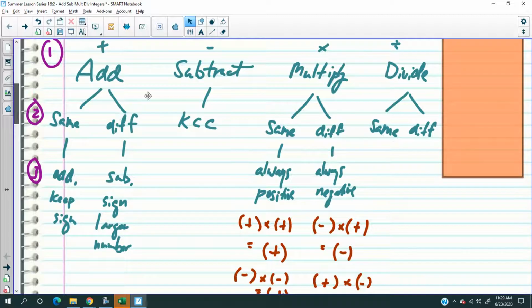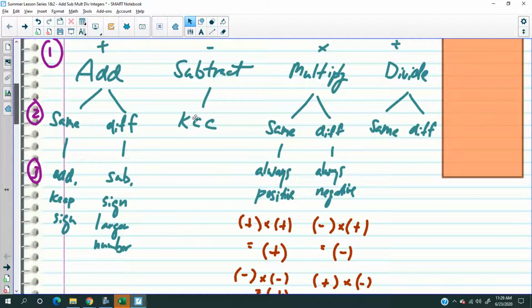Now you have to think and analyze the signs. For all of these, you have to know whether the signs are the same or different, because that tells you what rule to use on level 3. So again, if you add the same signs, what do you do? You add them and keep the sign. If you add with different signs, what do you do? You subtract, and you keep the sign of the larger number.